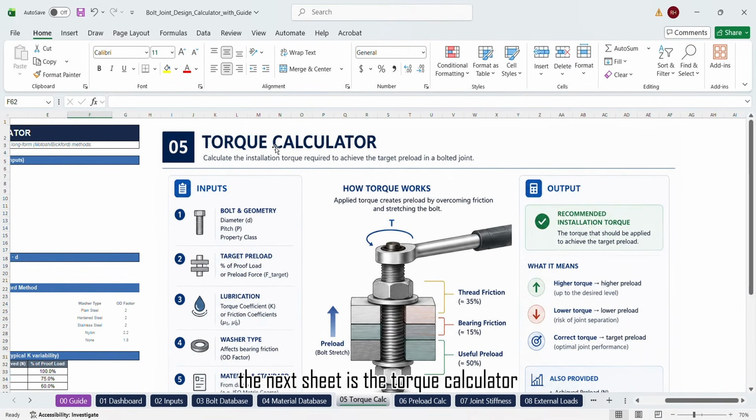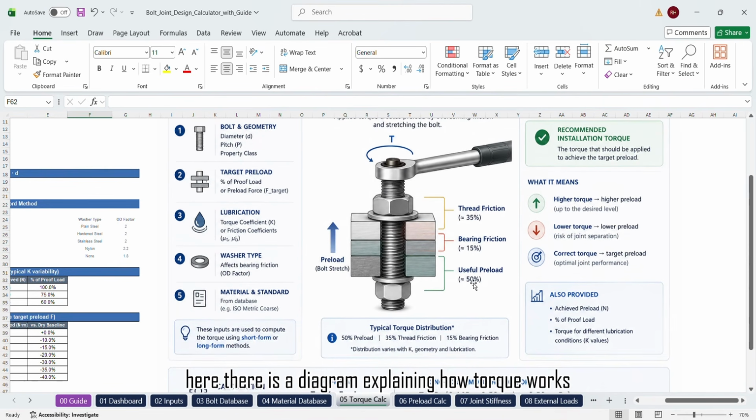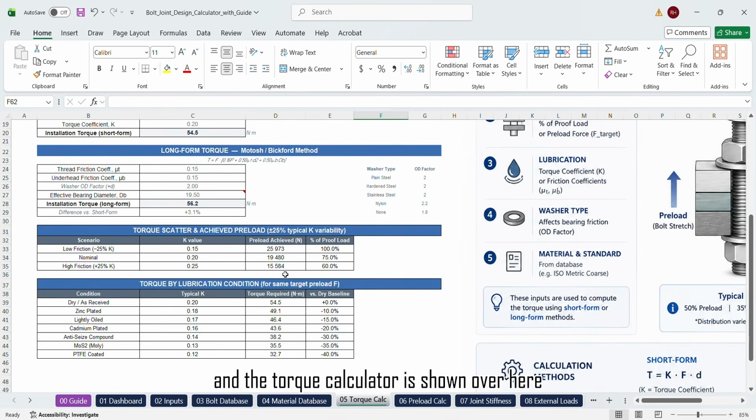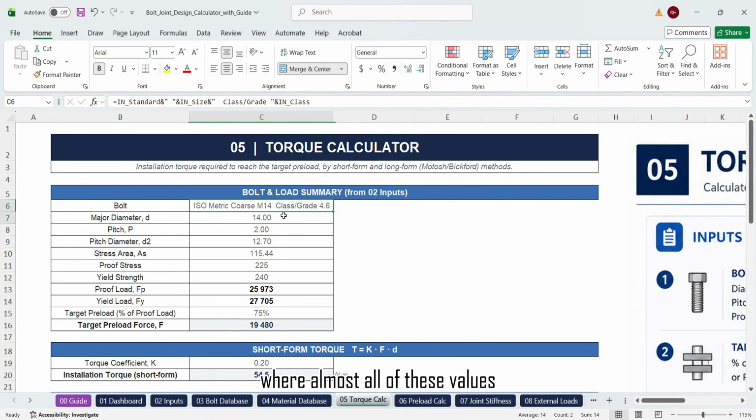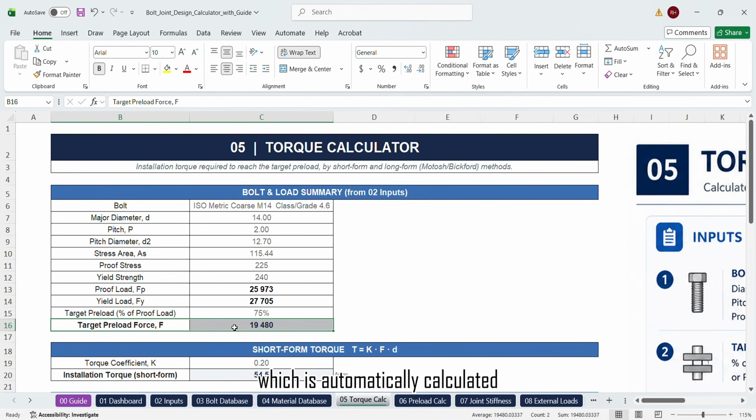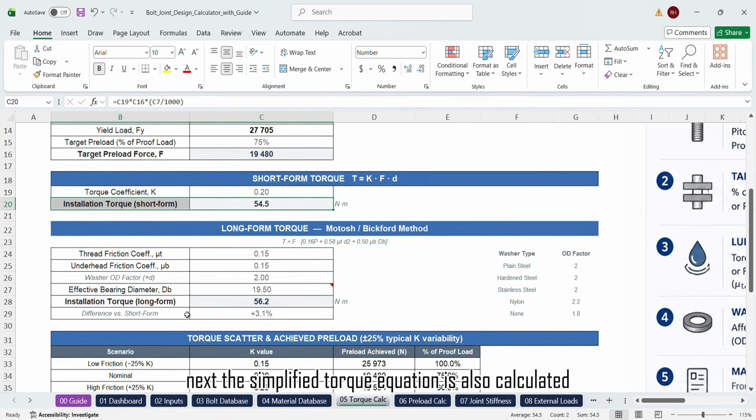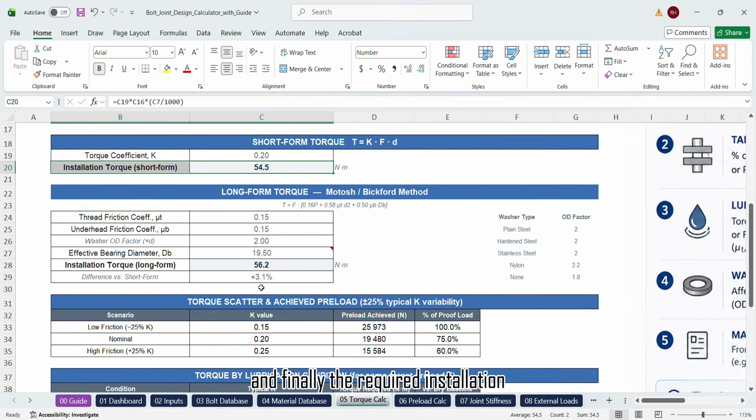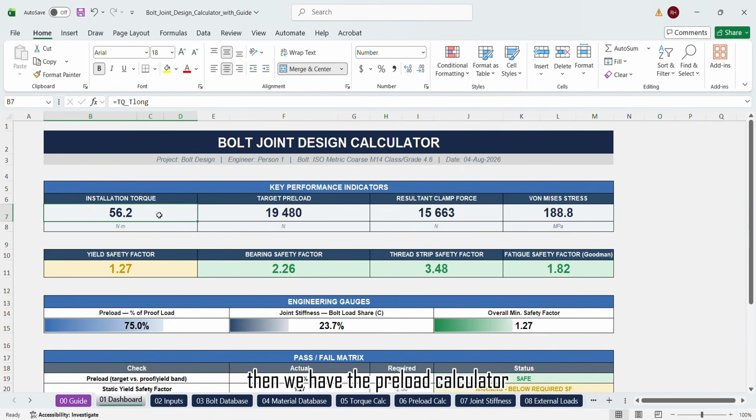The next sheet is the torque calculator. Here, there is a diagram explaining how torque works, and the torque calculator is shown over here. First of all, we have a bolt load summary, where almost all of these values come from the user's inputs, together with the bolt properties, resulting in the target preload force, which is automatically calculated. Next, the simplified torque equation is also calculated, and finally the required installation torque is calculated and displayed in the dashboard, as shown here.